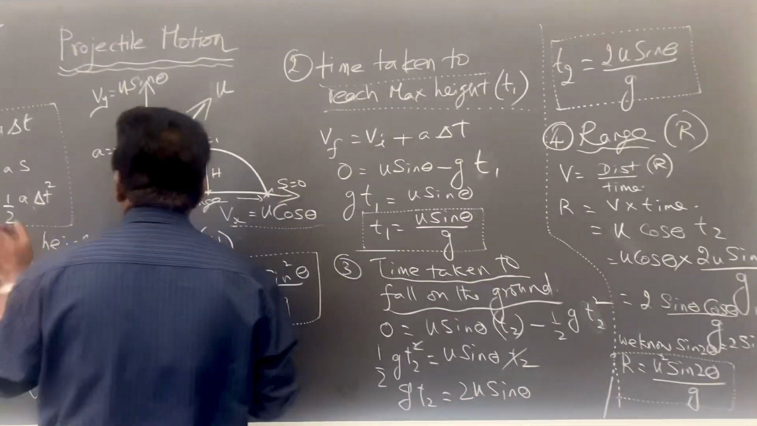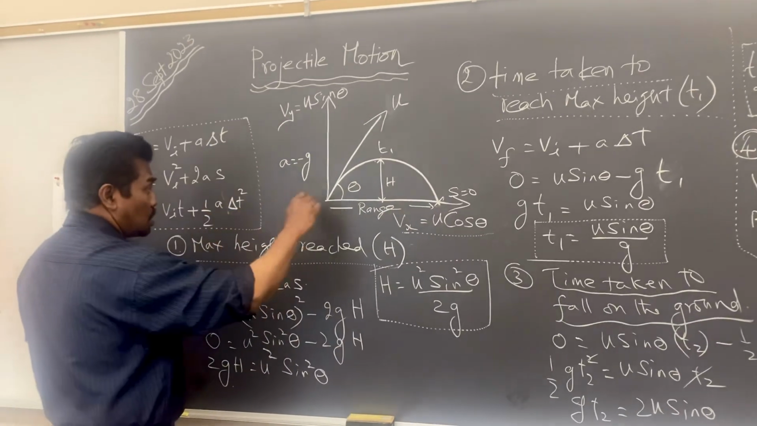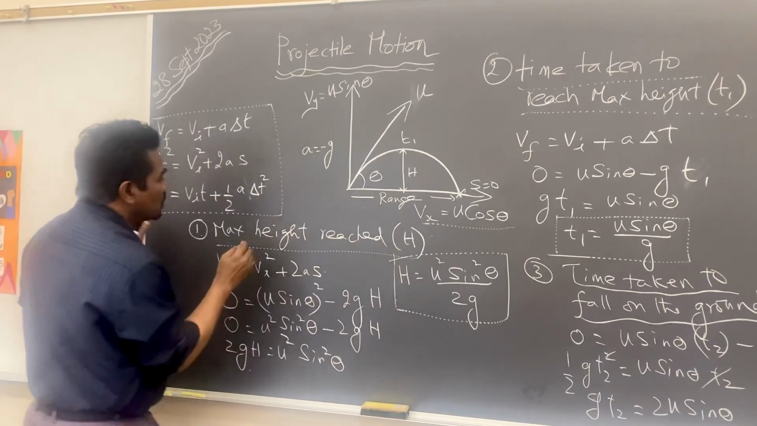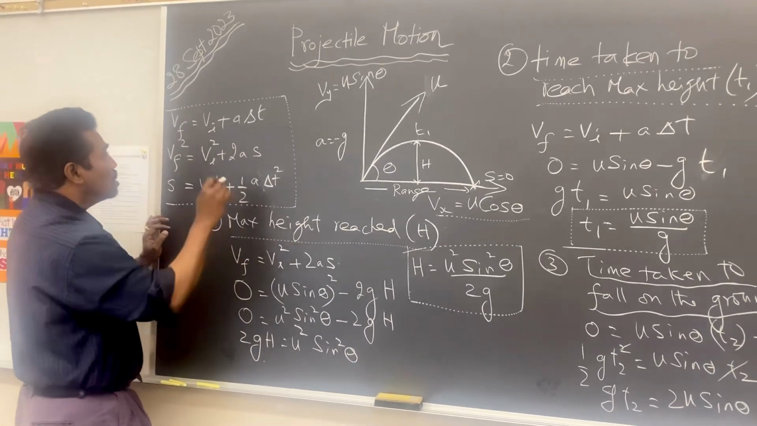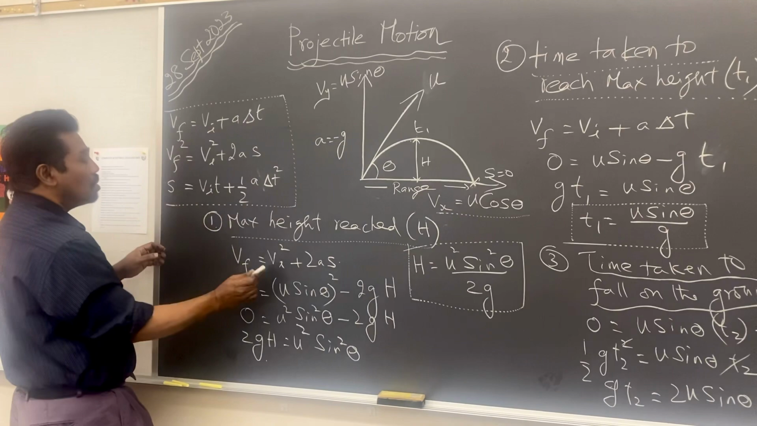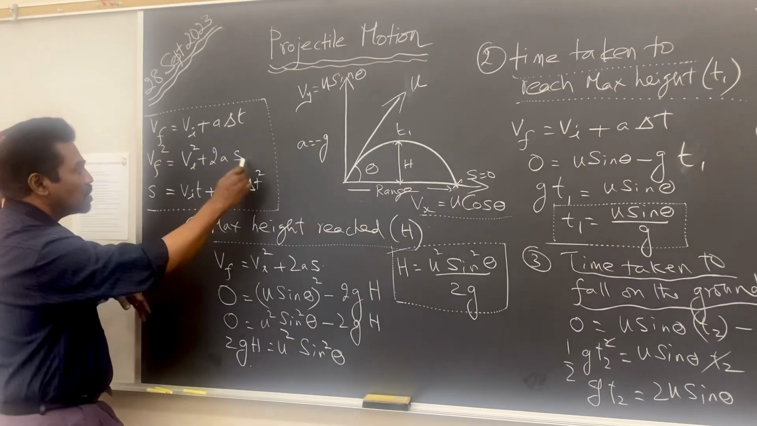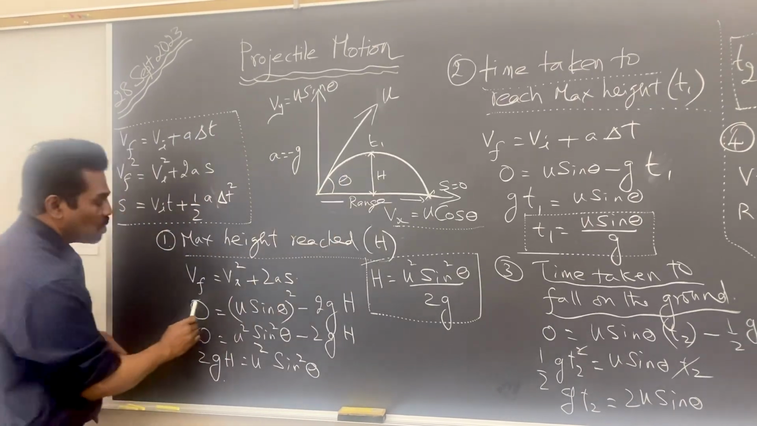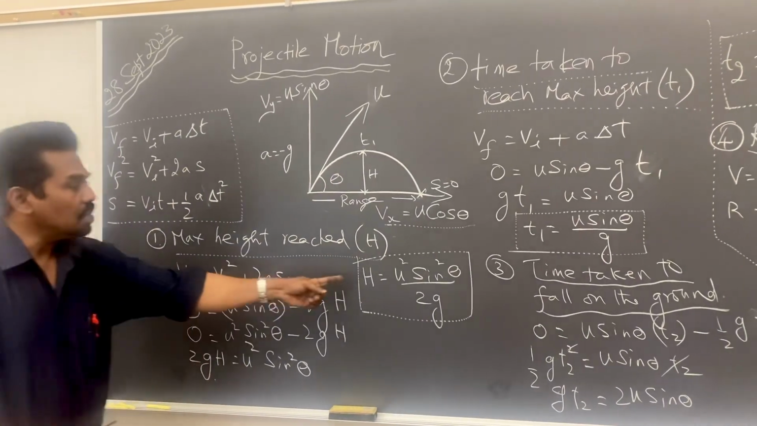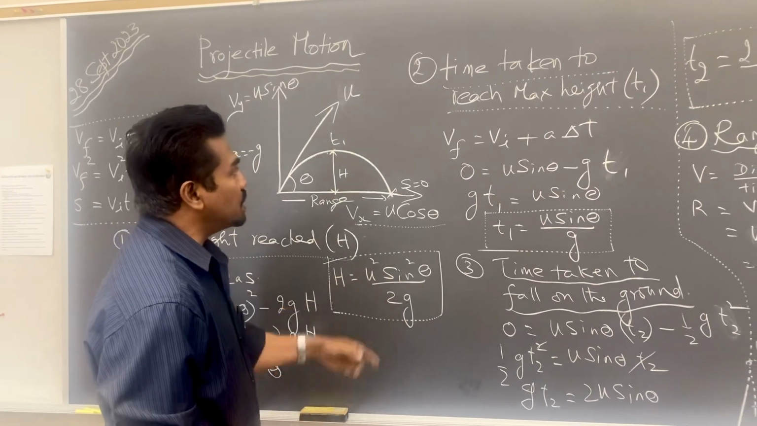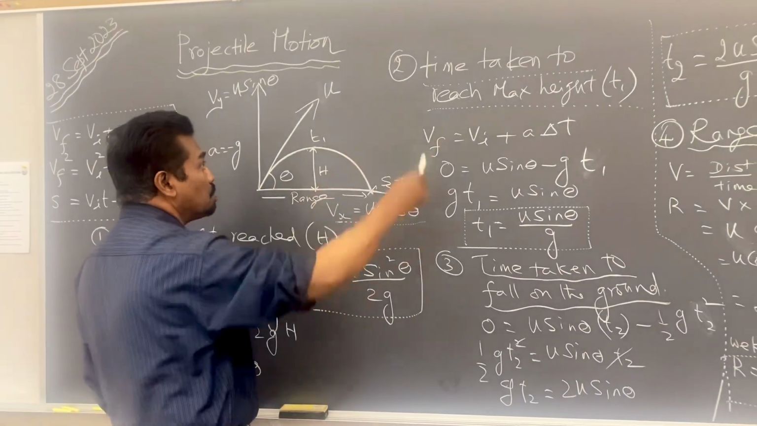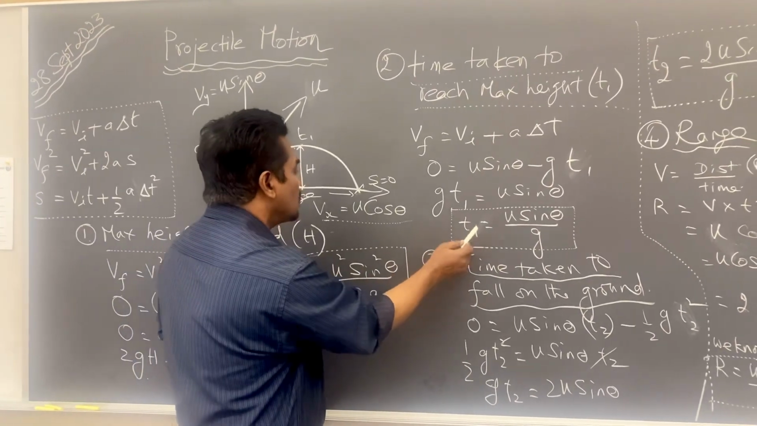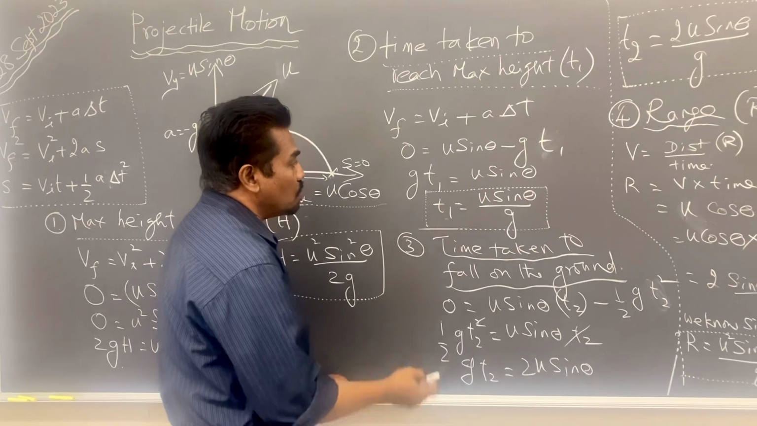So let me briefly recap. This is projectile motion. A particle has been thrown with an angle theta. We calculated the maximum height reached using the second equation of Newton's equations of motion. The important thing is at the maximum height Vf is equal to 0, and finally we got h equal to u square sin square theta over 2g. Then the time taken to reach the maximum height, we used this formula, and finally we got t1 equal to u sin theta over g.